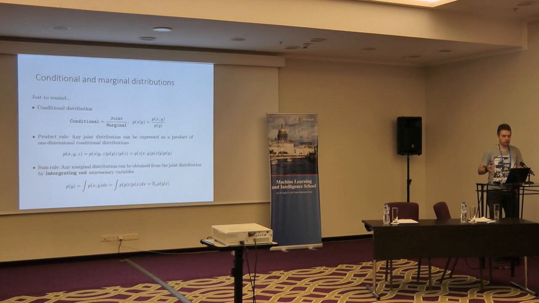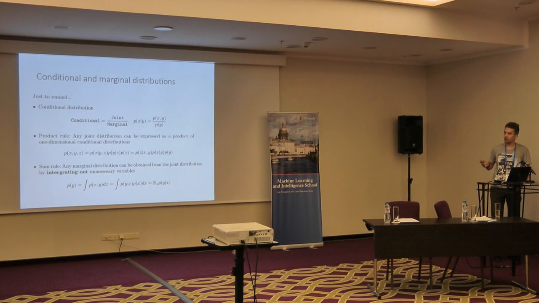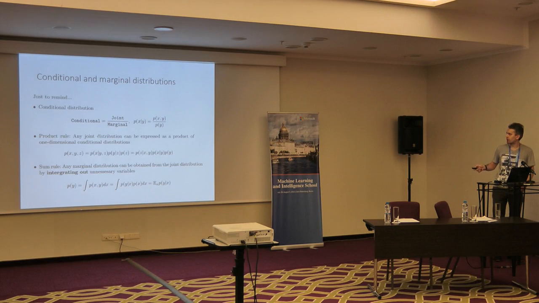In order to do so, we need to recall what a conditional distribution is. Here is the definition. The conceptual form is the following: the conditional distribution equals the joint distribution divided by the marginal distribution. The mathematical formula is this. If we are given the joint distribution of x and y, and we divide it by the marginal distribution of y, we get the conditional distribution of x given y.